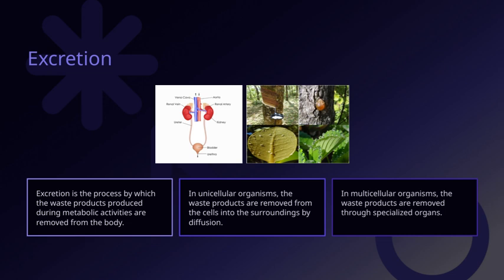Now, excretion is the overall process by which our bodies eliminate metabolic waste products, those substances produced during various chemical reactions necessary for life. This process is vital for maintaining the body's internal balance, or homeostasis. So, whether through specialized organs in complex creatures or diffusion in simpler ones, excretion plays a crucial role in keeping us healthy by removing what we no longer need, or what could be harmful if accumulated.